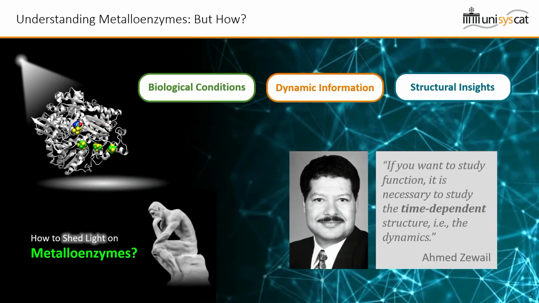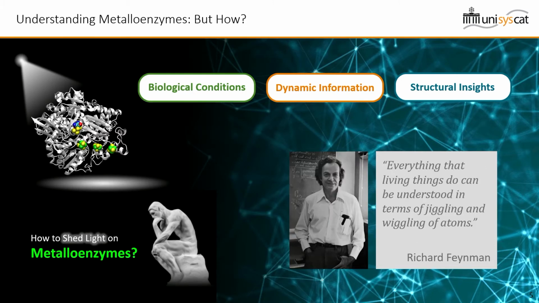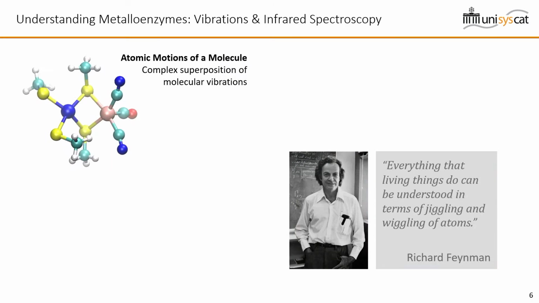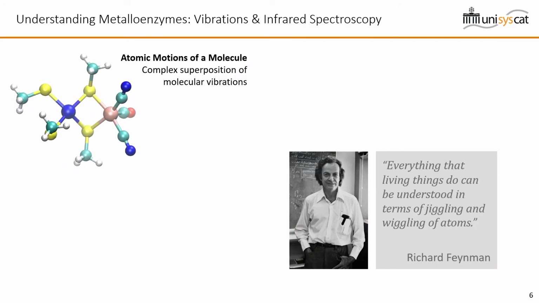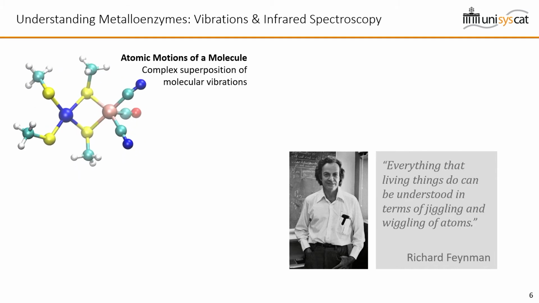How can we do this? How can we possibly literally shed light on metalloenzymes? Well, to answer this question, we may refer to another wise man's quotes here. It's from Richard Feynman, who said that everything that living things do can be understood in terms of jiggling and wiggling of atoms. And what he's referring to is basically the fact that molecules are not static entities, but their atoms are basically oscillating all the time, as you can see here in this animation.